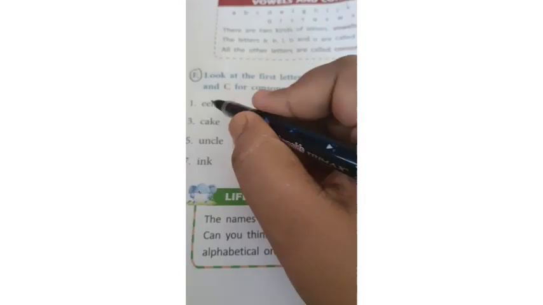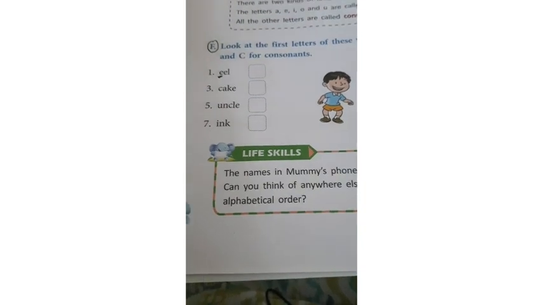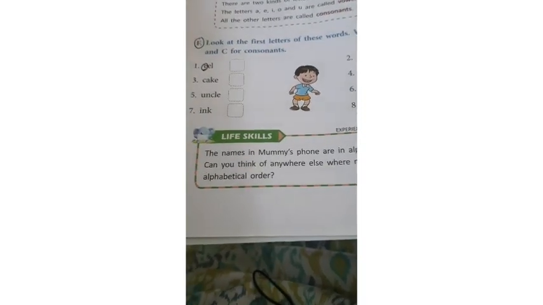So here is eel. So what is the first letter of eel? Right, the first letter of eel is E. So E is a vowel or a consonant? Right. So E is a vowel. So what do you have to write here? V.